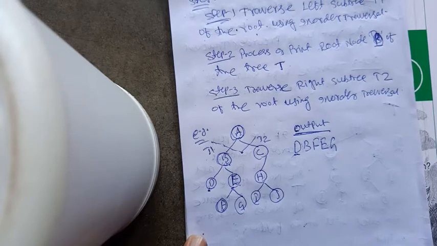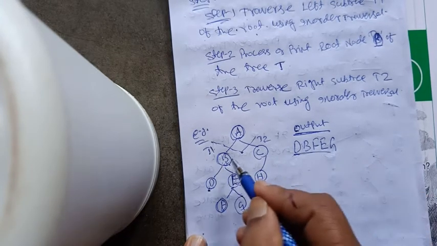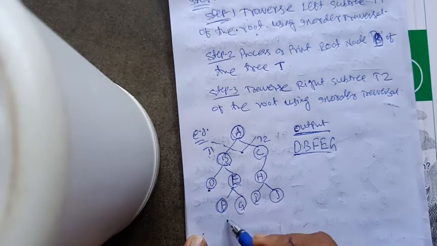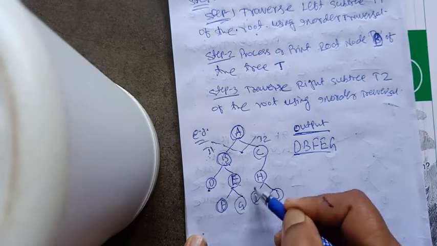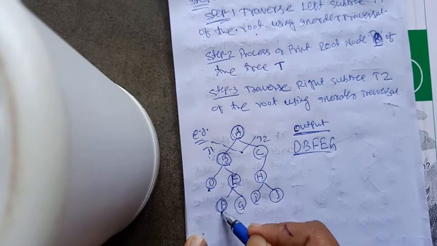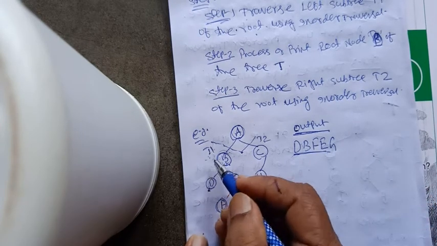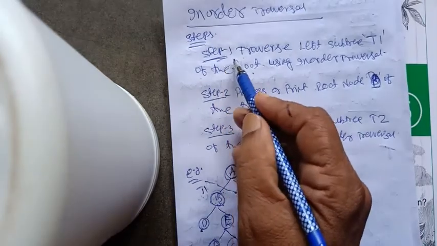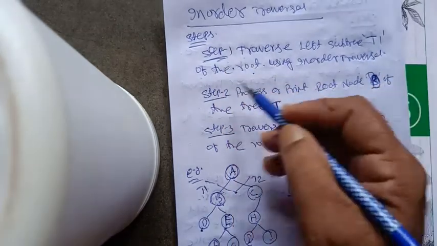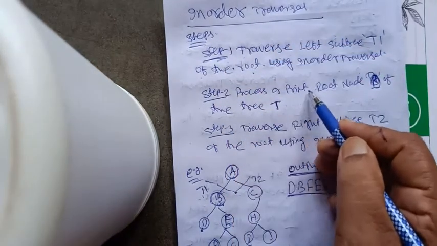Now you will see that all the nodes of left subtree T1 are processed. All the nodes of left subtree T1 are gone: D, B, F, E, G. Okay. So T1 is over. So we say step 1 is over for the tree. So T1 is traversed. Now step 2, process or print root node.